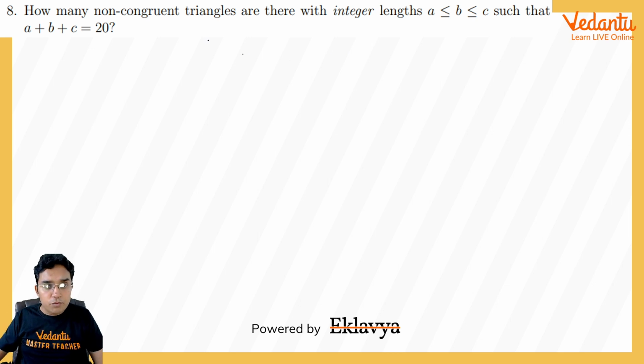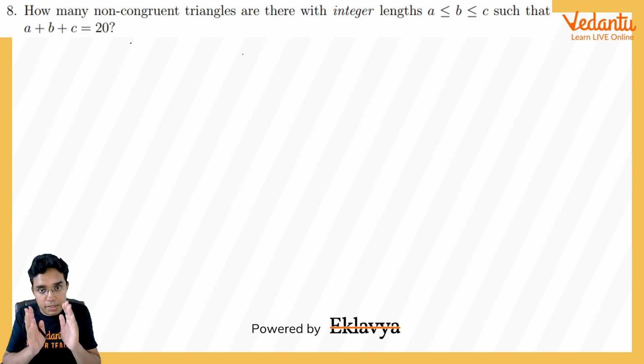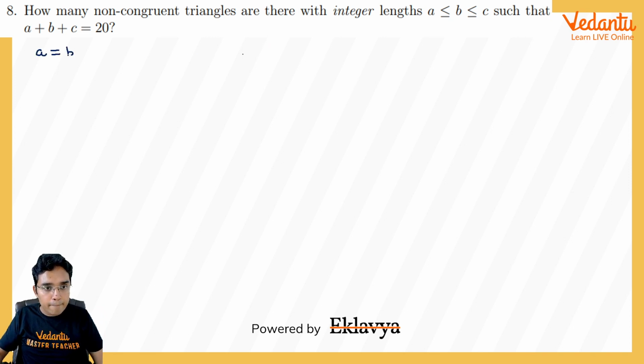Okay, so first of all, because they are saying triangles, we have to take care that a plus b plus c can be 20, but whether with those integer values of a, b, c a triangle is possible or not. So I will do this question by making a few cases. My first case would be that let us consider a is equal to b and it is less than c. Then a is less than b and this is equal to c.